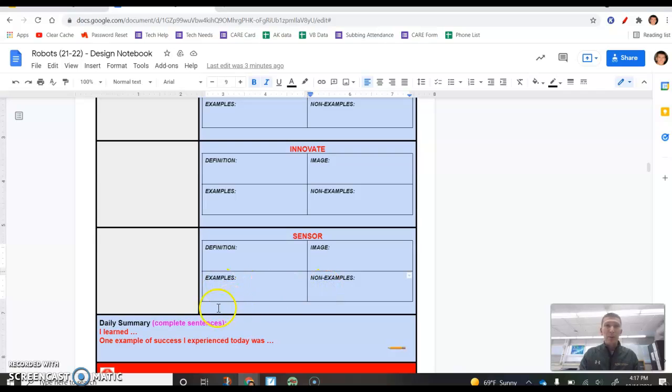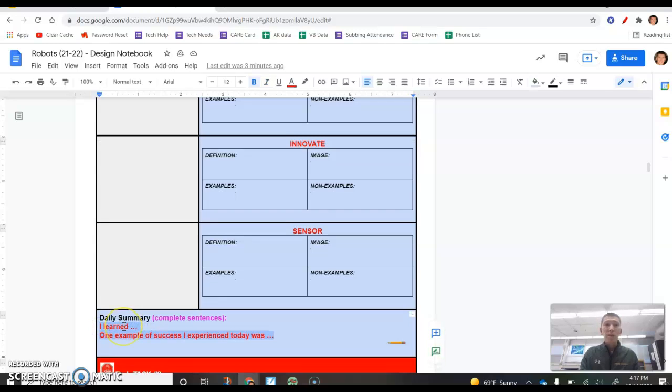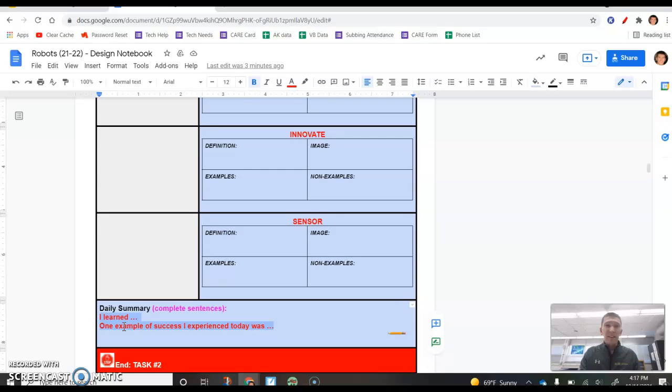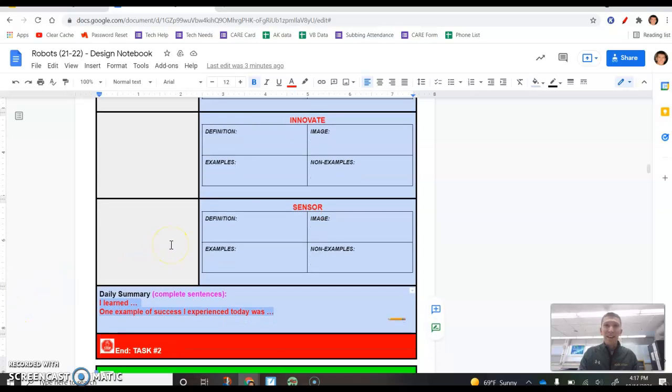So for each of them, remember to look up the definition, insert a picture of that, an example and non-example. Of course, you could type in opposite of or antonym of for the word. And then at the end, your daily summary is what did you learn from this, and what's one example you have of being successful for task number 2. Once you're done with this, get ready to move on to task number 3.